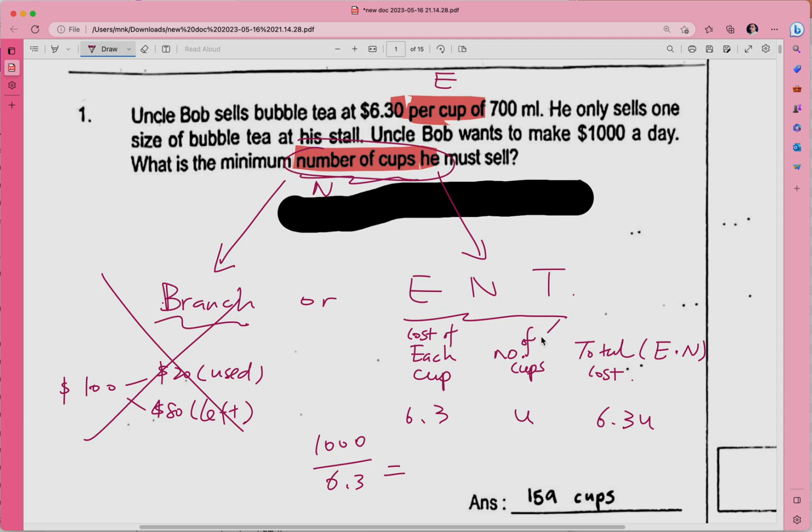So in a way, the number of cups is not known. This one is known, right? And the total cost is known. In a way, this is not the total cost, this is like the $1,000 to be made. So you can actually put 1,000 here. So how do you get the U? U is equal to 1,000 divided by 6.3, right? Why? Because like I said over here, the total is always equal to E times N, right? So N is equal to T divided by E, right?